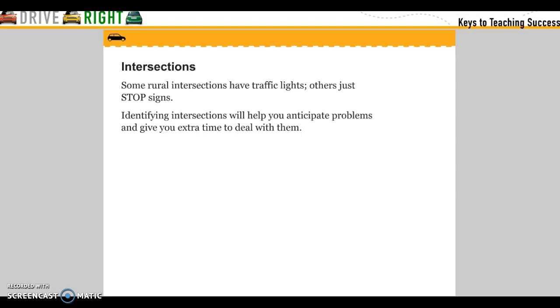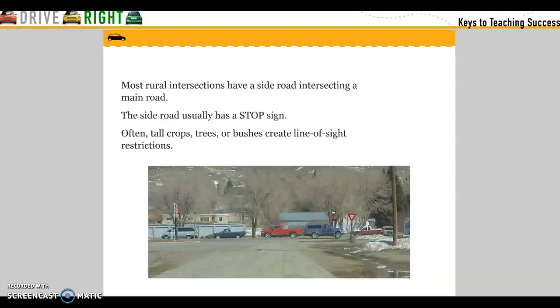Intersections. Some rural intersections have traffic lights. Others just have stop signs. Identifying intersections will help you anticipate problems and give you extra time to deal with them. Most rural intersections have a side road intersecting a main road. The side road usually has the stop sign.